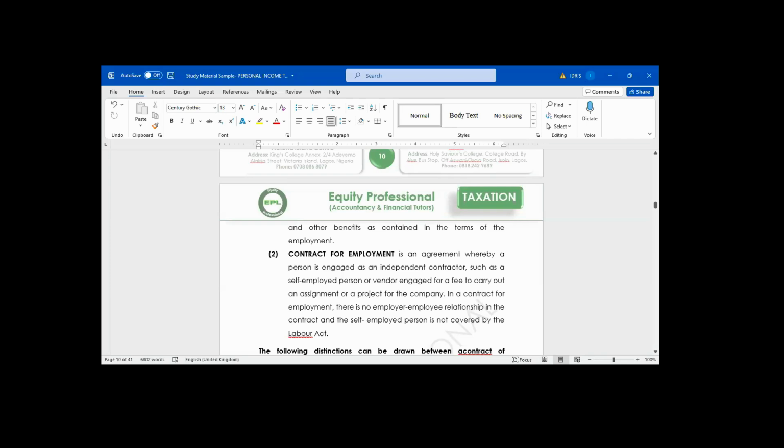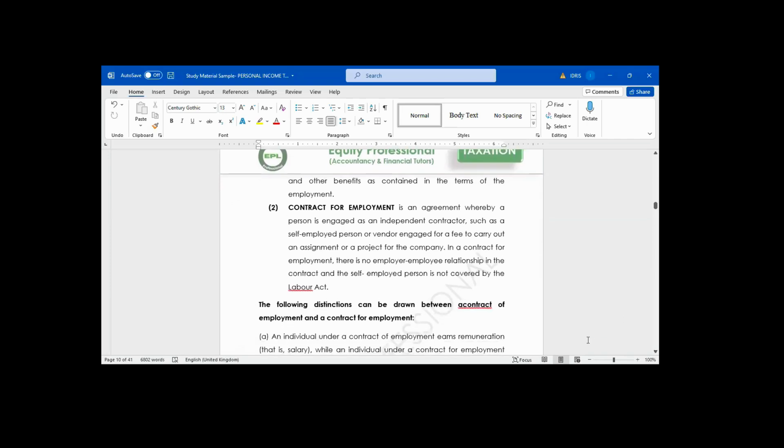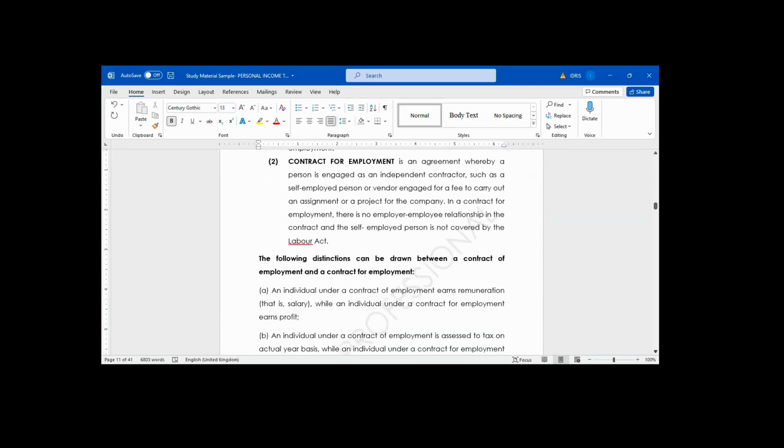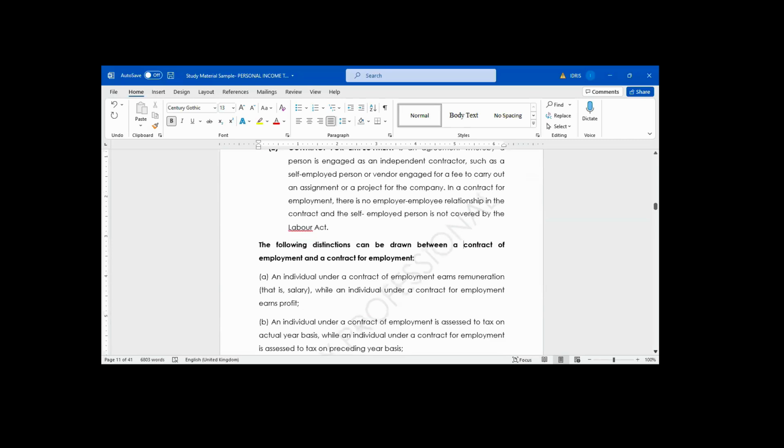Now, what are the differences between contract of employment and contract for employment? Number one, an individual under contract of employment earns salary, while an individual under contract for employment earns profit.